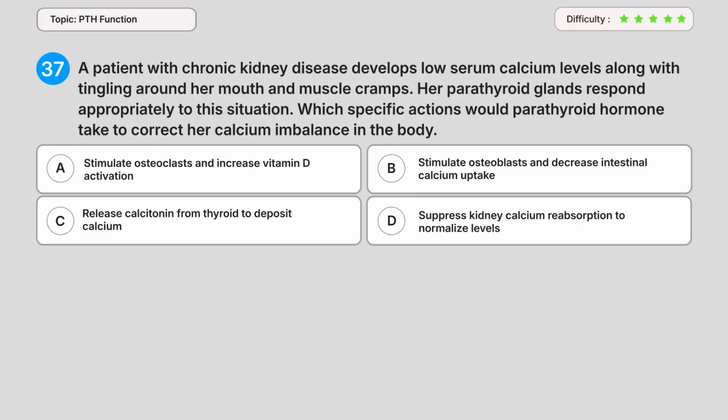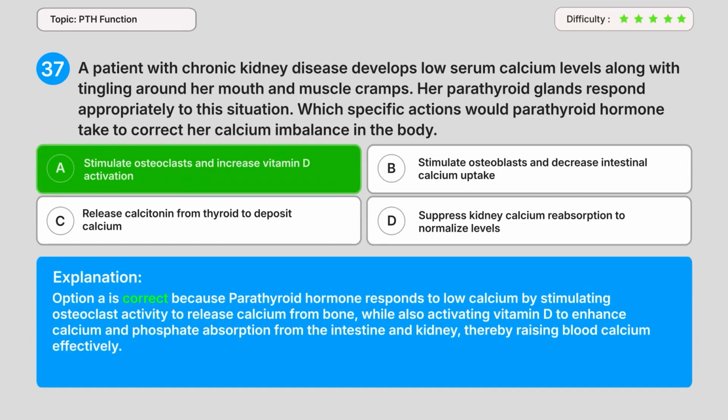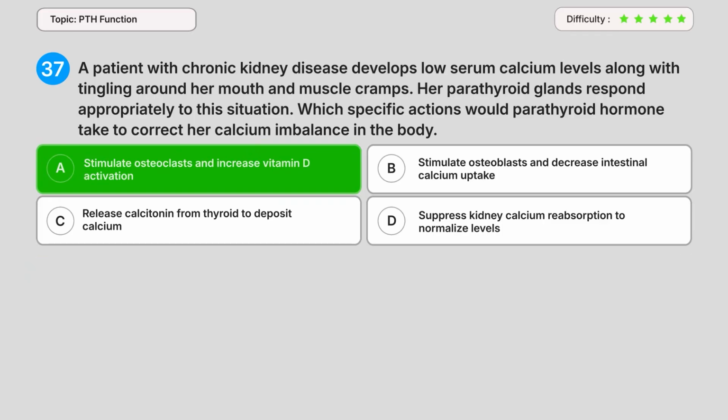Correct answer. A. Stimulate osteoclasts and increase vitamin D activation. Parathyroid hormone responds to low calcium by stimulating osteoclast activity to release calcium from bone, while also activating vitamin D to enhance calcium and phosphate absorption from the intestine and kidney, thereby raising blood calcium effectively.